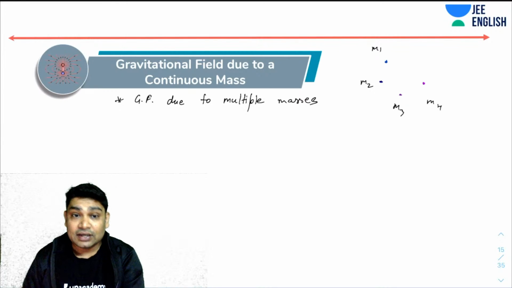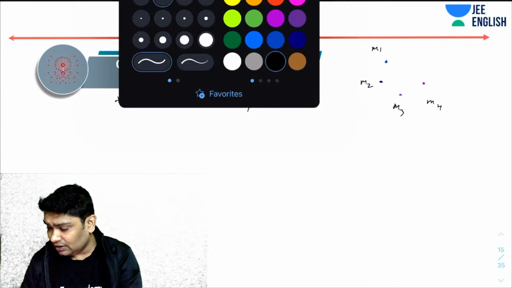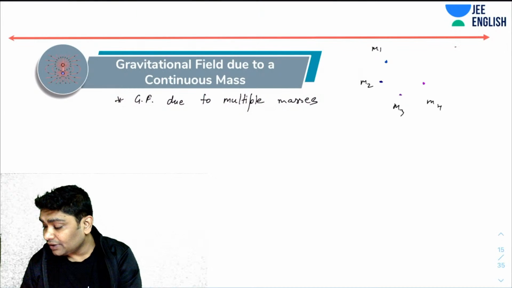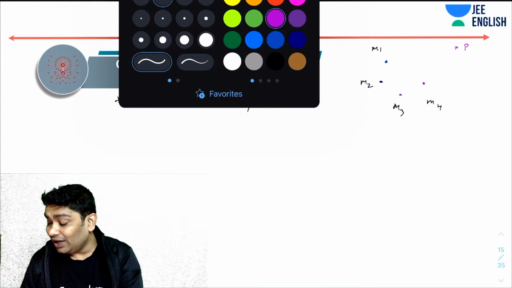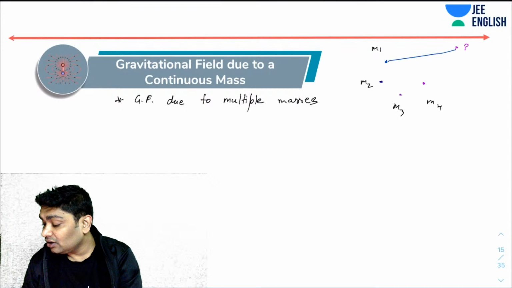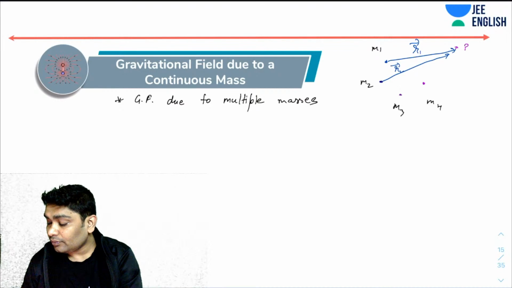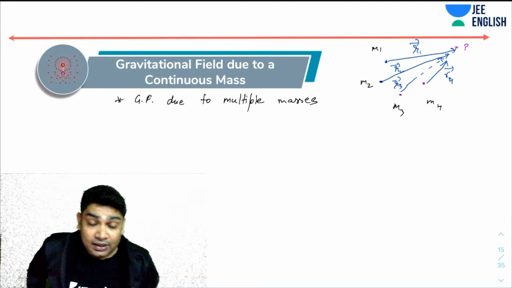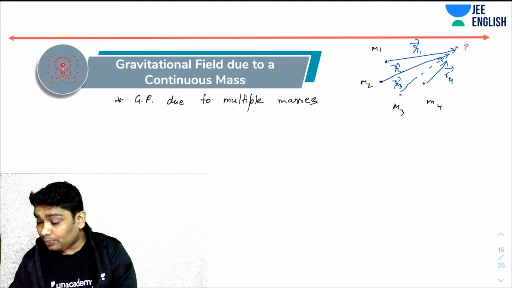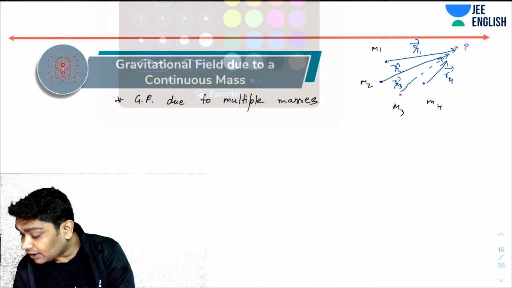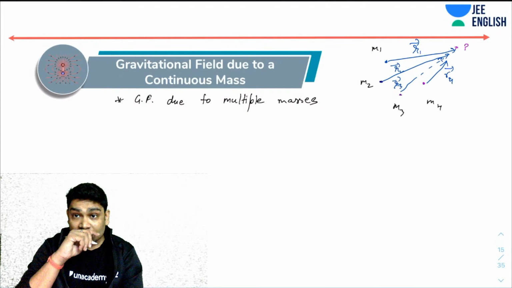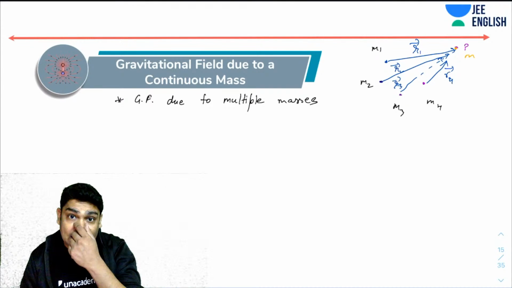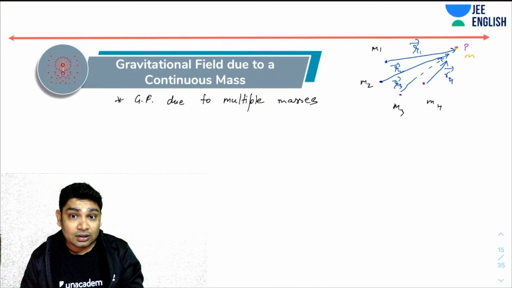Now, suppose you wanted to calculate the gravitational field intensity at a random point P. So here is again P. Let's call this vector R1 vector, this vector R2 vector, and so on, R3 vector and R4 vector. Now, I know to measure the gravitational field intensity, I need to put a test mass here. So let's put a test mass here, small m. If I put a small m test mass here, then how much is the force that that mass is experiencing? I know that, we studied about this.